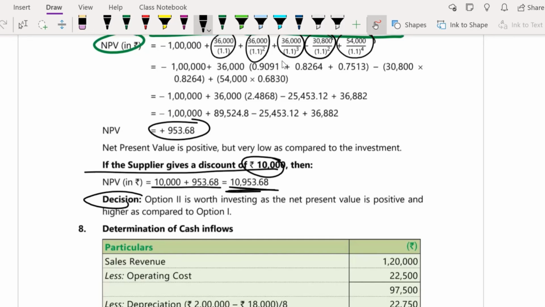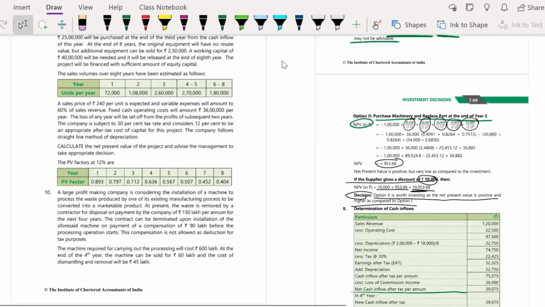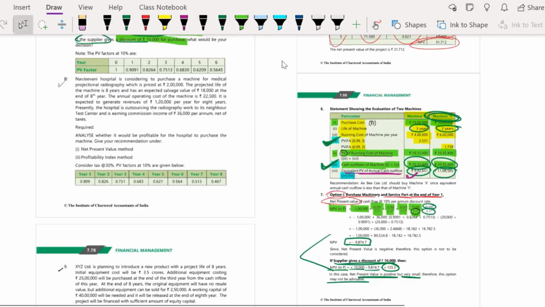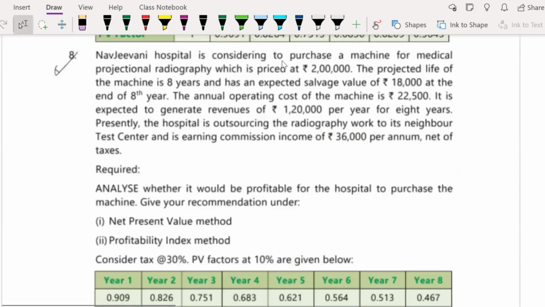So here the decision is: option 2 is worth investing in, as NPV is positive and higher compared to option 1. Okay. I hope this was also a pretty simple question. You all understood. Next question.